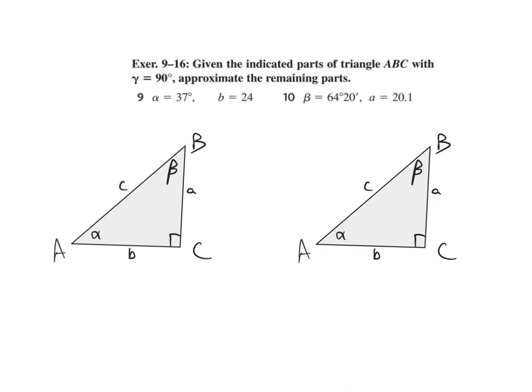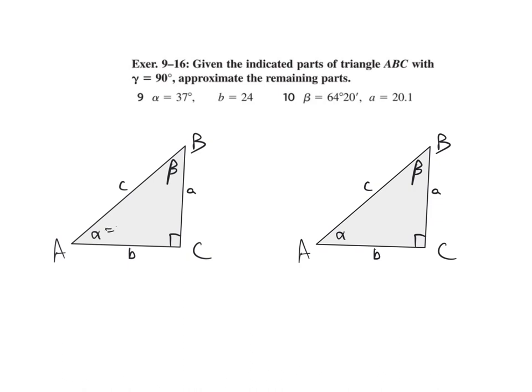Number 9, given the indicated parts of the triangle ABC, approximate the remaining parts. So now we will use our calculator. Whenever it says approximate, that doesn't mean guess. It means get your calculator and you're going to round your answers.